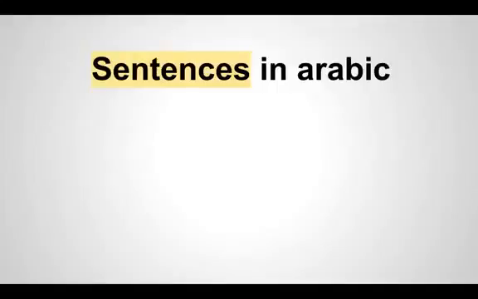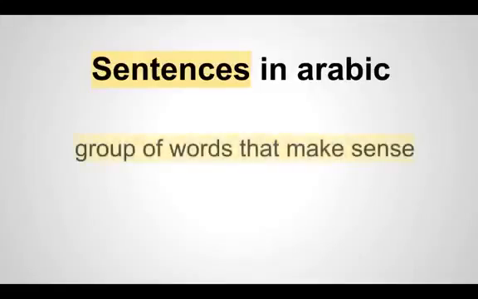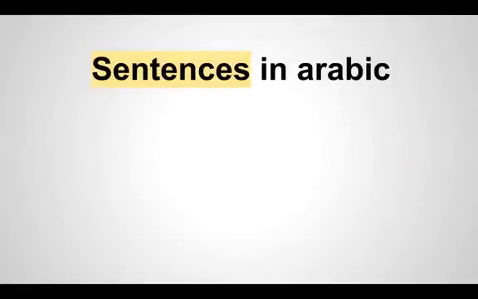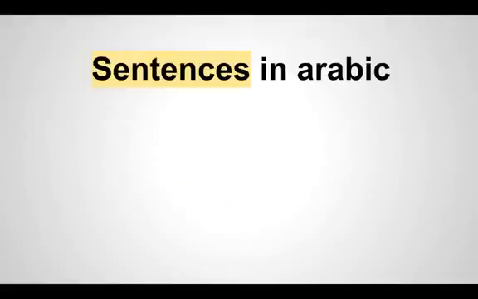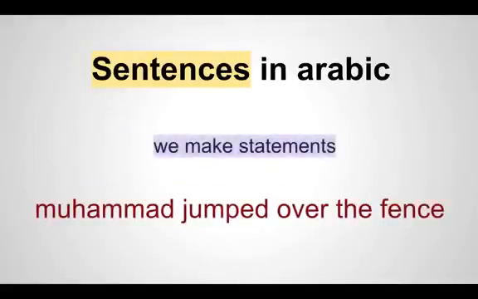We just briefly touched in the previous session on what a sentence is. A sentence is a group of words that makes sense. We use different types of sentences to communicate in our daily life. There are certain situations where we just make some statements, like Muhammad jumped over the fence. We're just making a statement, so you understand.